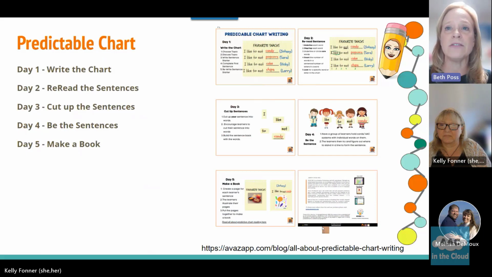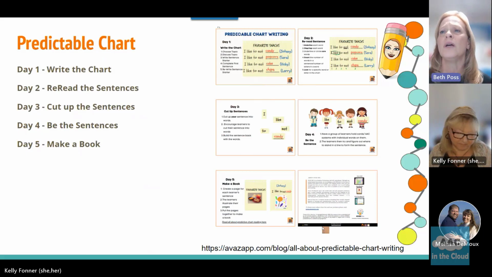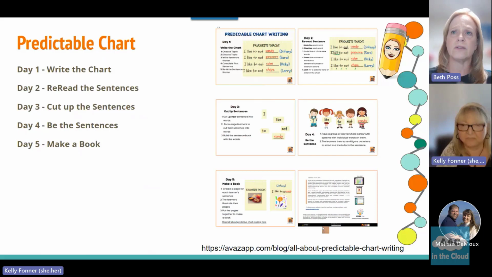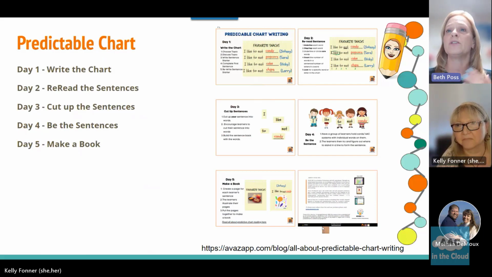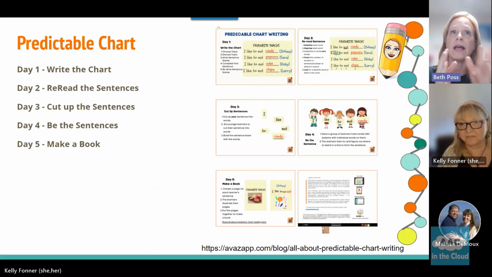Day 5, you're making the book. And that's where you're going to put it all back together. You could make it multimedia at that point if you wanted to, like putting it into something digital so that students can have access, or creating simply a book that then becomes a part of that classroom library, like those boxes that Kelly showed you.